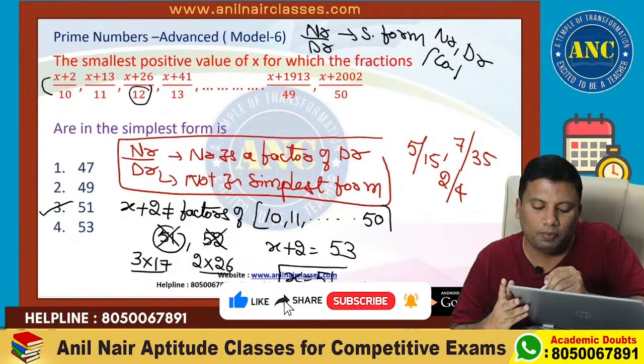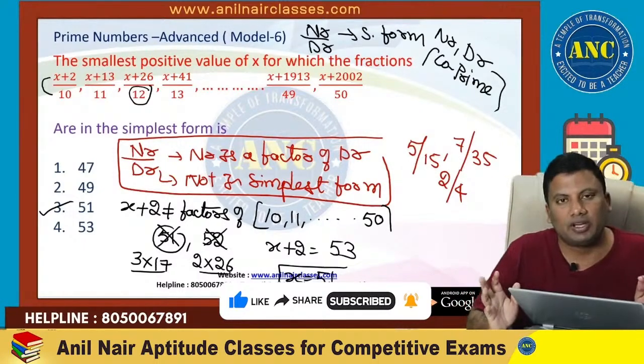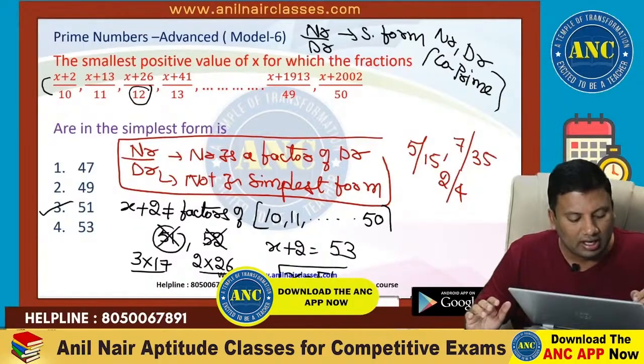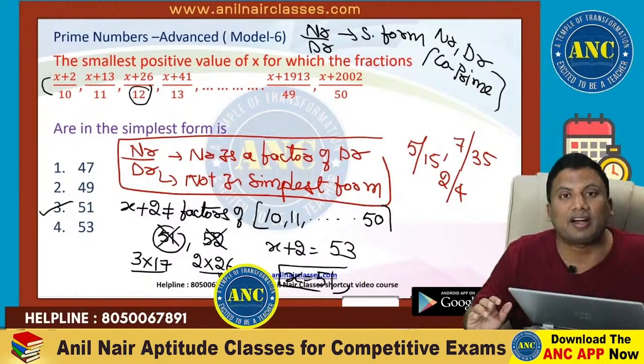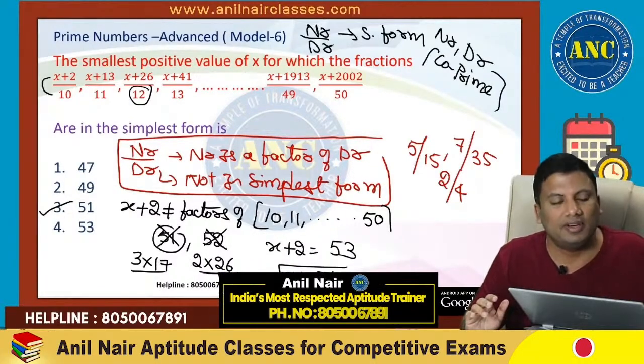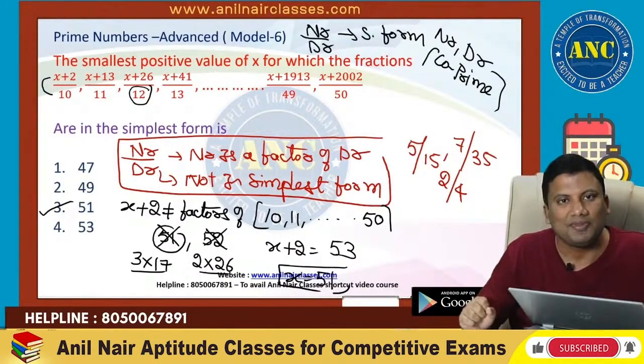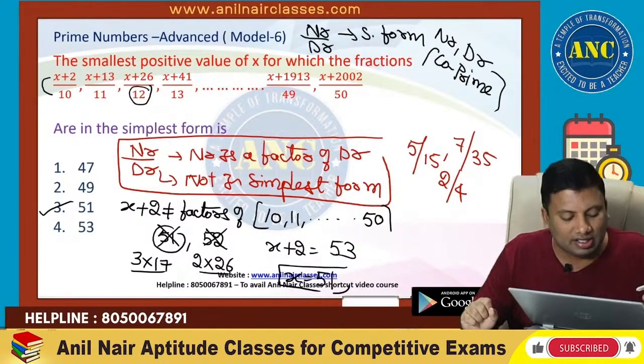If they are co-prime to each other, then the equation is said to be in its simplest form, the HCF of numerator and denominator. Now if you see, if x plus 2 is taking a factor of 10, say 5, 5 is a factor of 10, so 5 by 10 is not in its simplest form.